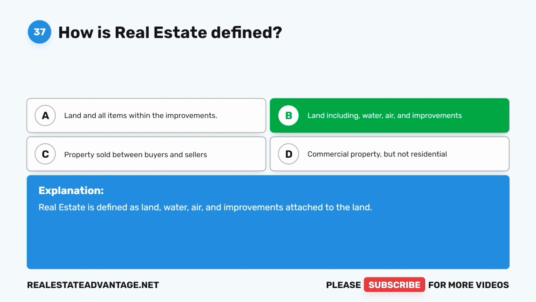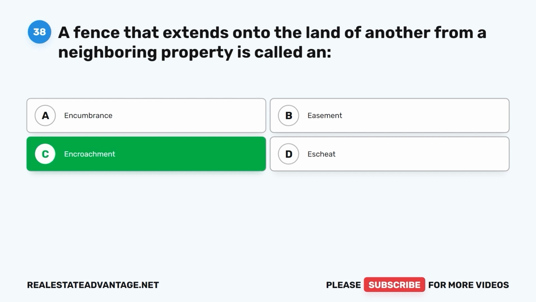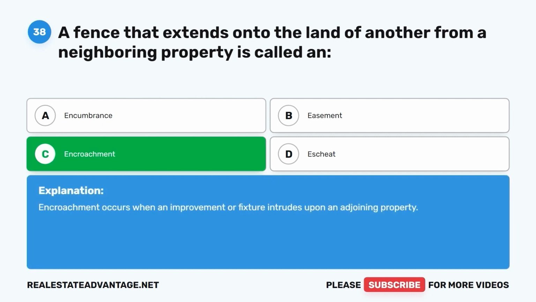Real estate is defined as land, water, air, and improvements attached to the land. Question 38. A fence that extends onto the land of another from a neighboring property is called an: A. Encumbrance, B. Easement, C. Encroachment, D. Escheat. The correct answer is C. Encroachment. Encroachment occurs when an improvement or fixture intrudes upon an adjoining property.